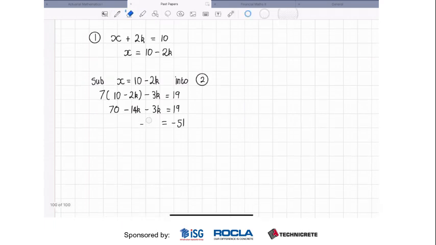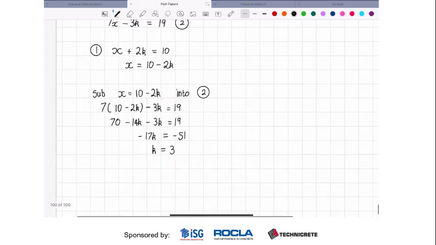Okay, which means that when I collect my k's on the left-hand side, I'm going to have minus 14k minus 3k, which is minus 17k. And then I just divide both sides by 17, and I get k equal to 3.